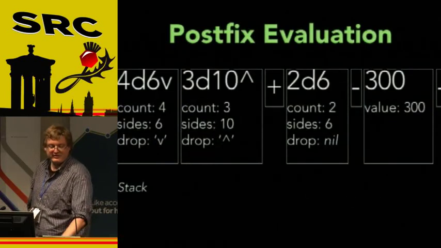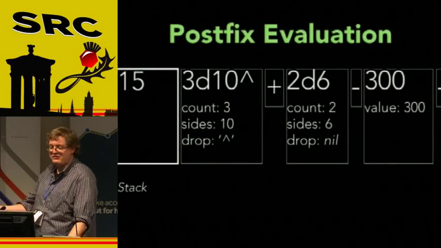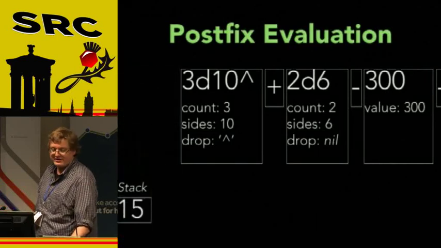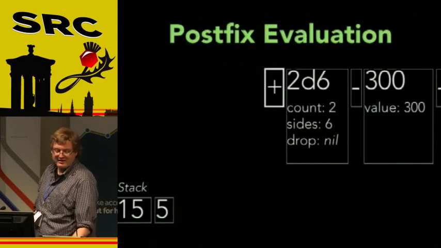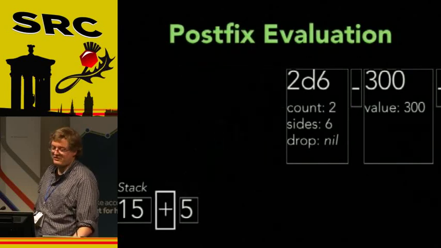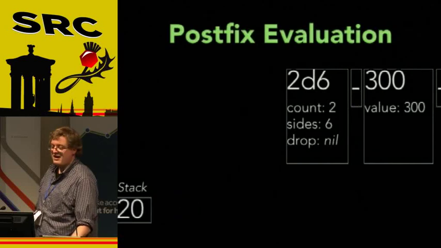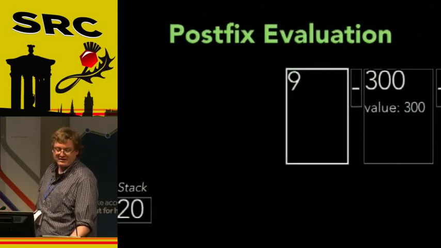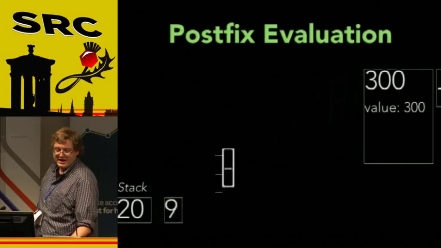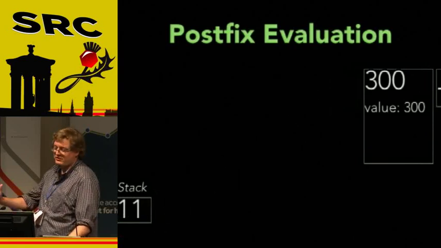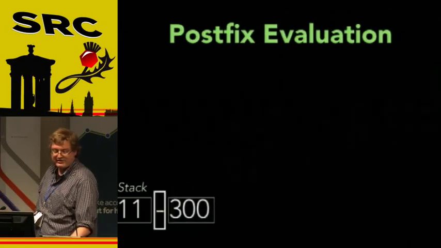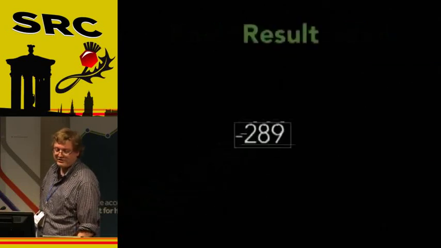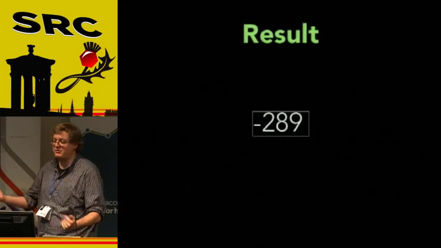So I start with this. I get 15 on my dice. That goes onto the stack. I roll 3d10, get 5, goes onto the stack. I see a plus, I add those, and it gets a 20 onto the stack. 2d6, that comes up 9, goes onto the stack. Minus goes onto the stack and then returns 11. 300 evaluates to itself, goes onto the stack. Minus, get minus 289. So your fighter or wizard is dead.